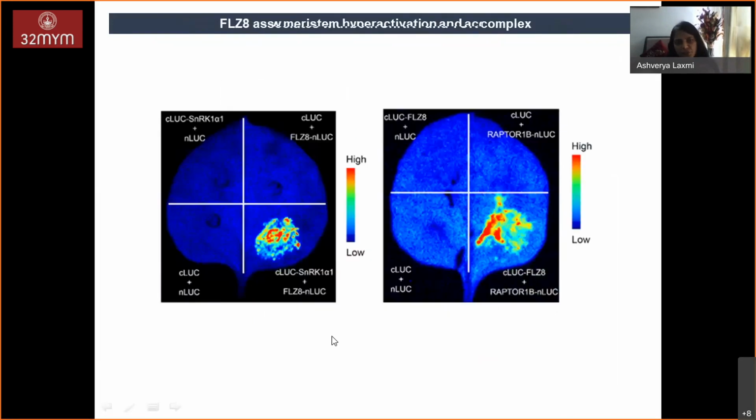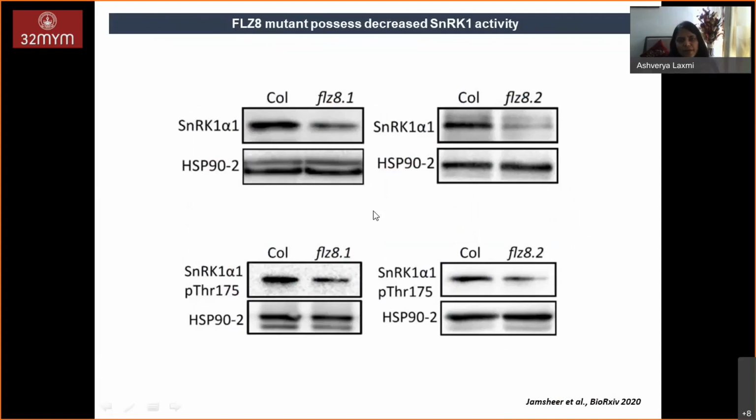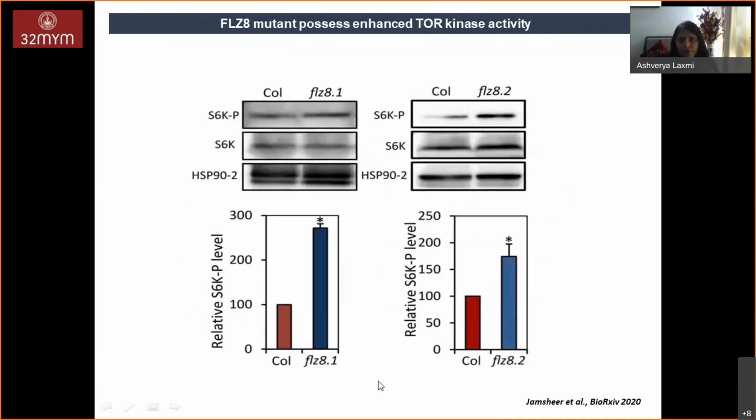When we looked at the interaction profile, FLZs could interact not only with the SnRK alpha subunit, but also with Raptor. Raptor, as I told you, is a regulator of TOR proteins. Basically, the presence of FLZ8 enhances the interaction of Raptor and SnRK. We looked at the levels of SnRK as well as TOR in the mutant, and we found that, as opposed to FLZ6, the SnRK levels were less, although the TOR activity was more.